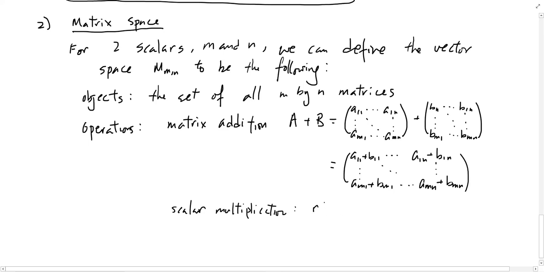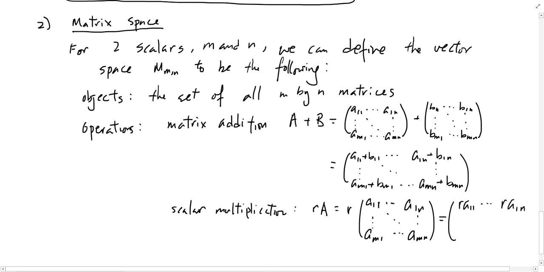So if I have R times matrix A, that's R times A11, dot dot dot to A1N, dot dot dot to AM1, dot dot dot to AMN. That is equal to RA11, dot dot dot to RA1N, dot dot dot to RAM1, dot dot dot to RAMN. So that's how we're going to define these two basic operations: matrix addition and scalar multiplication.